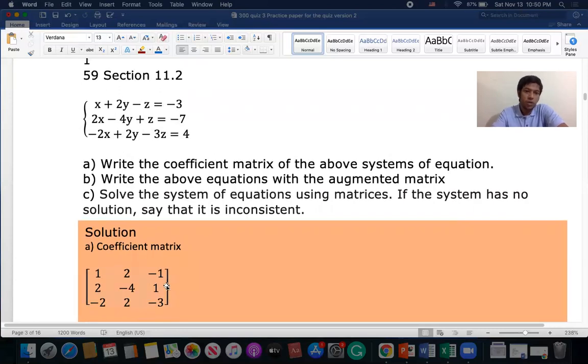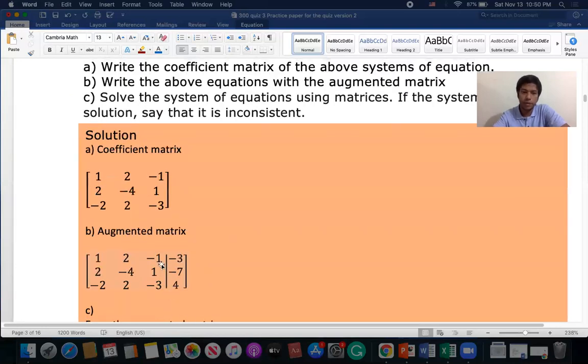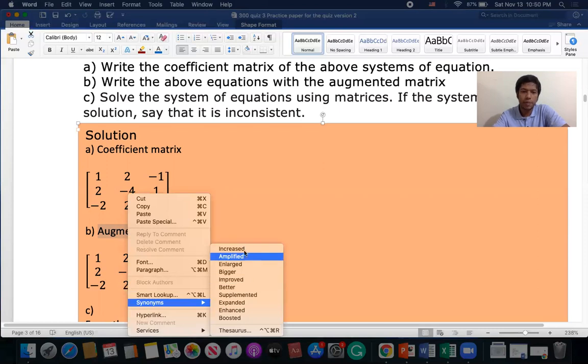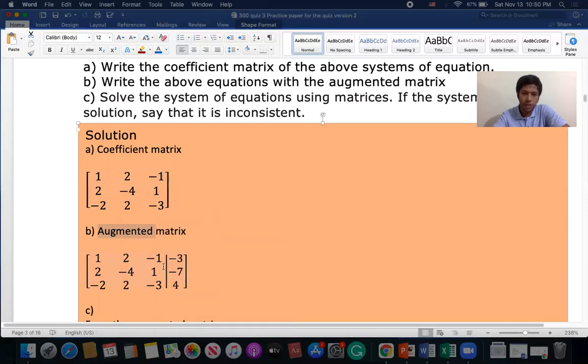So what is the coefficient matrix? The coefficient matrix is the first one, the coefficients of the variables. If we write only the coefficients of the variables, then that is the coefficient matrix. And the augmented matrix is the coefficient matrix together with the constant numbers that we have on the right side. What does the word augmented mean? Augmented means increased, amplified, kind of. So see this one and this one. This one is increased. This is this matrix and this matrix. This is increased, so that's why it is augmented.